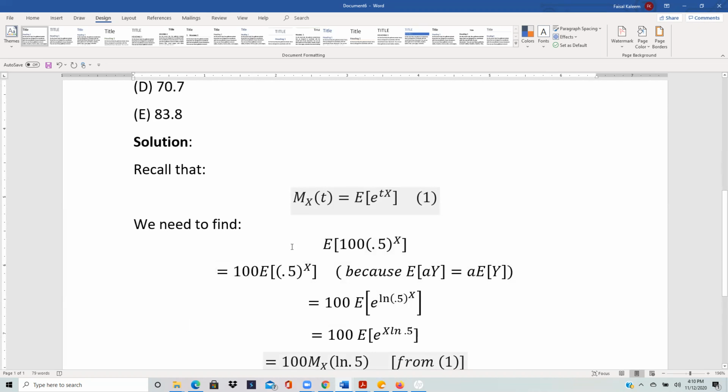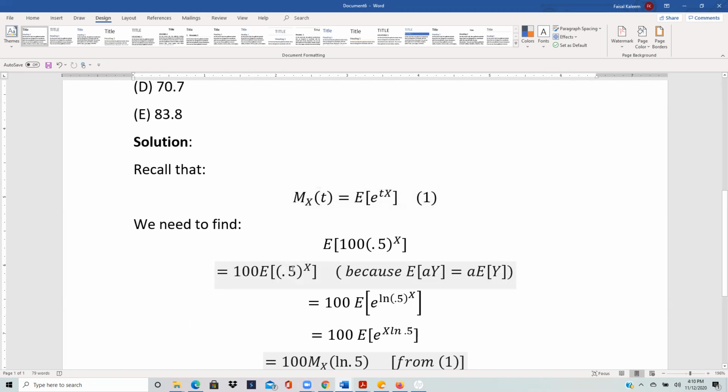So we are to find expected value of 100 times 0.5 power x, and the 100 can be pulled out because expected value of aY is equal to a times expected value of Y always. And so 100 is pulled out, and now this is expected value of 0.5 power x. Now we would like to write this in this form so that we can make use of the moment generating function. So this is e power tx.